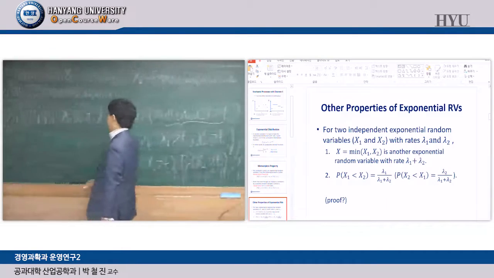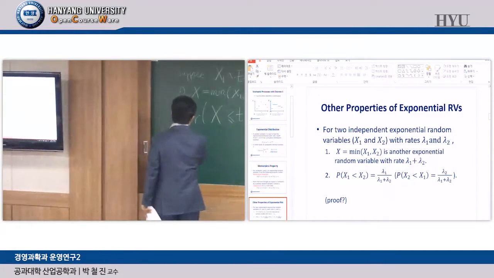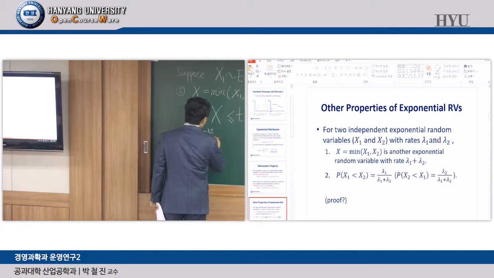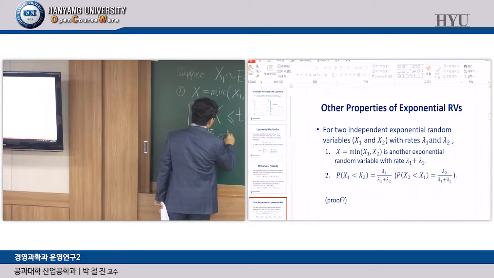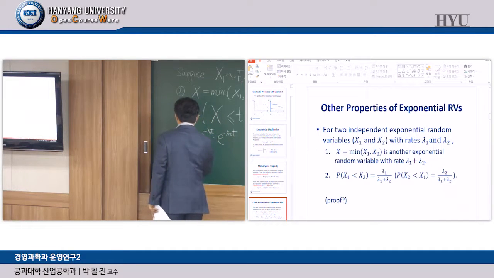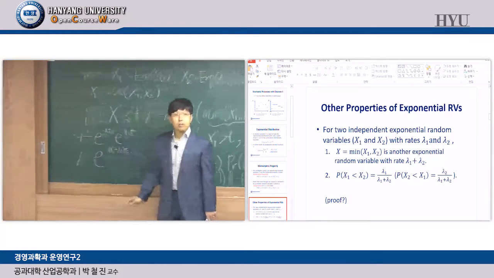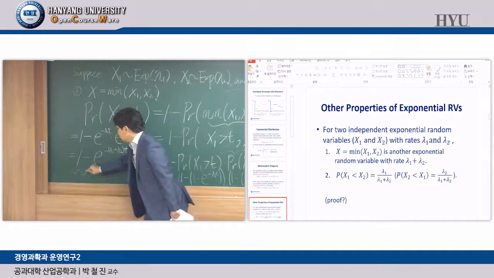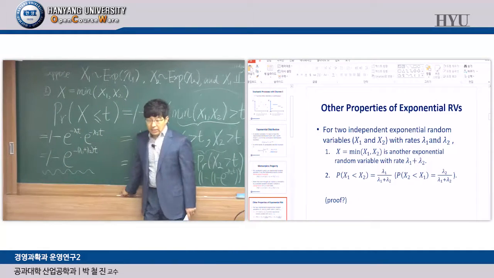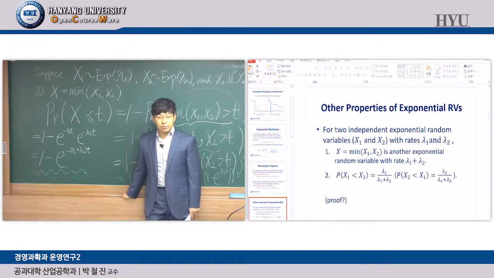And then we can say that this part is the same as 1 minus e to the negative lambda 1 t times e to the negative lambda 2 t. So this is the same as e to the negative lambda 1 plus lambda 2 times t. Okay. Here is the CDF of large X, which is the same as the minimum of X1 and X2.